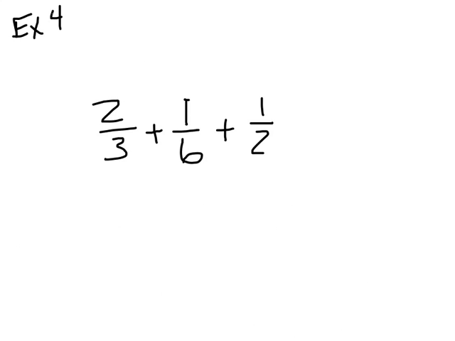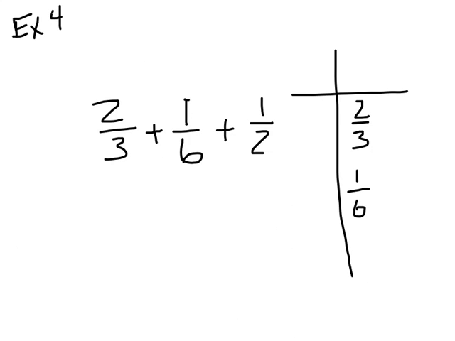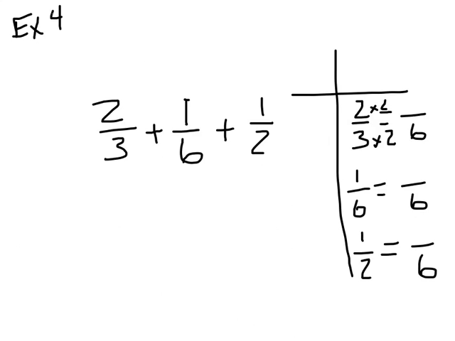Let's try another one. 2/3 plus 1/6 plus 1/2. What's the least common denominator here? It's 6. Change each fraction so that it has 6 as its denominator. Well, 3 times 2 is 6, 2 times 2 is 4. 1 times 1 is 1. 2 times 3 is 6, 1 times 3 is 3, so I've got 3/6. When I add those together, I get 8/6.